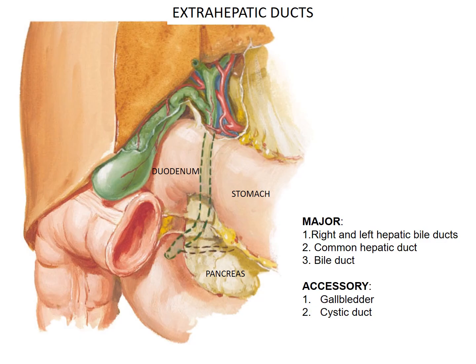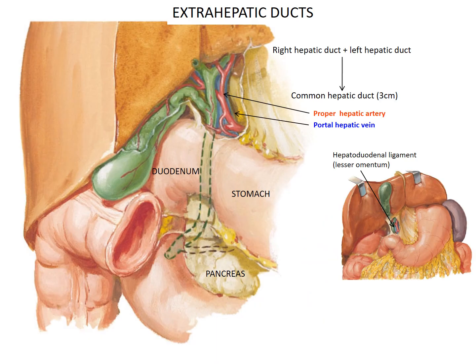Outside the liver, right and left hepatic bile ducts form the common hepatic duct. Common hepatic duct together with cystic duct form bile duct. The right and left hepatic ducts from the right and left lobes of the liver emerge through porta hepatis and unite near its right end to form the common hepatic duct, which passes downward and is then joined on its right side by the cystic duct to form the bile duct.